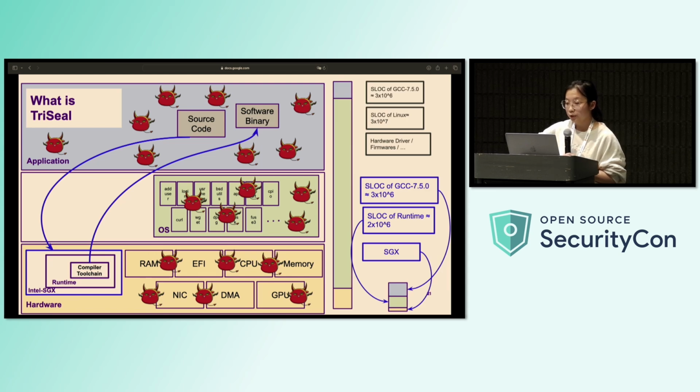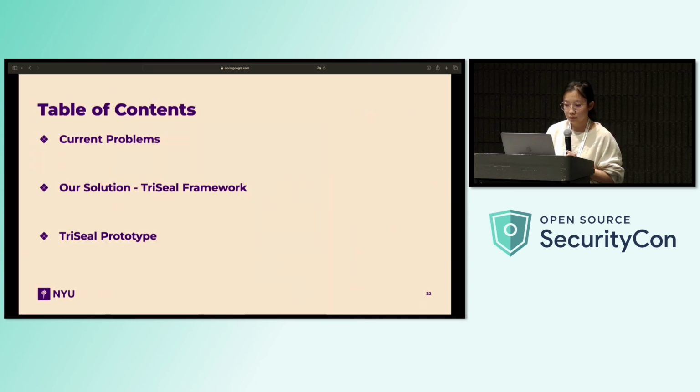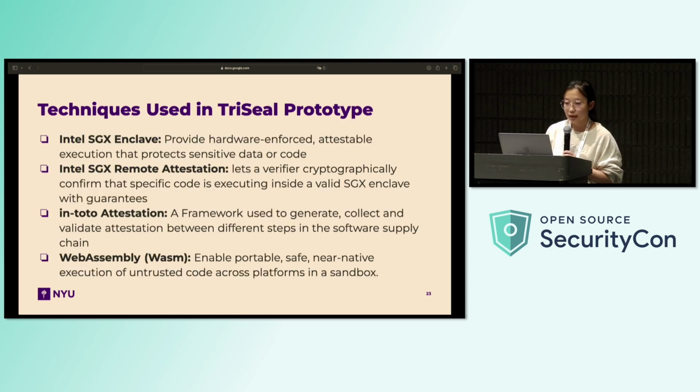And we've also implemented a prototype for the tri-cell. The trusted computing base is significantly smaller than the regular software stack, and tri-cell can also generate the attestation report to make the process and the environment auditable. So next, I will talk about our prototypes.